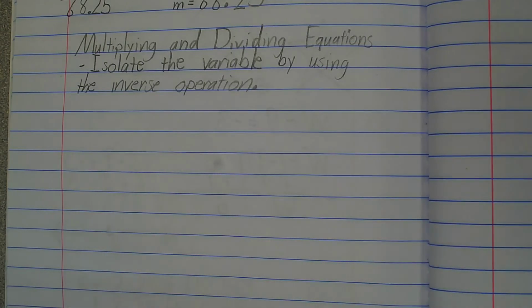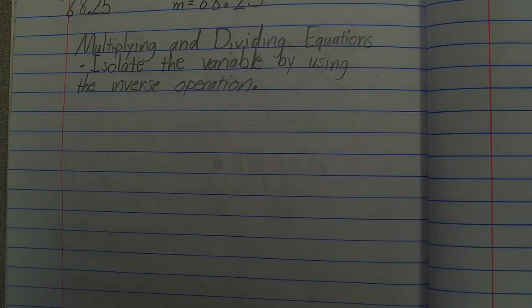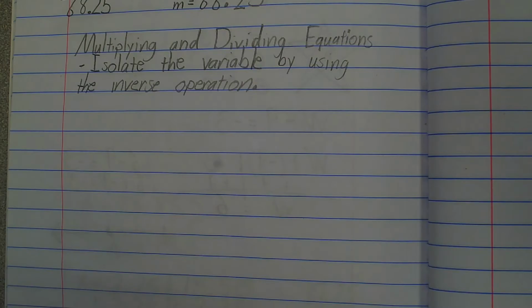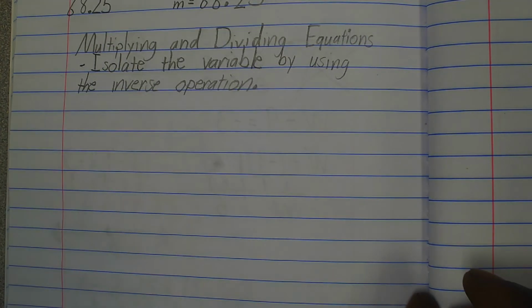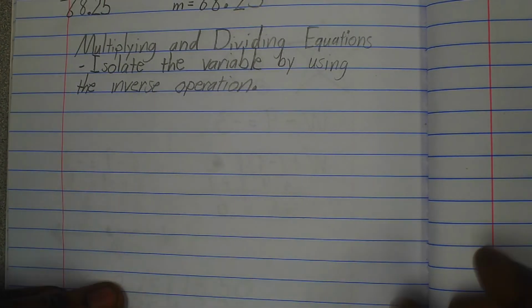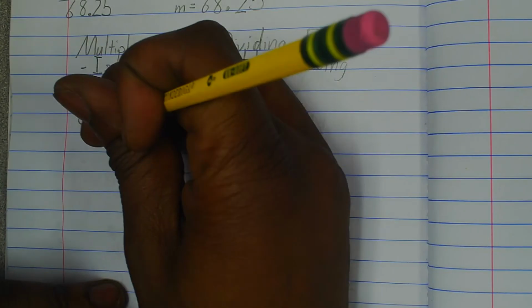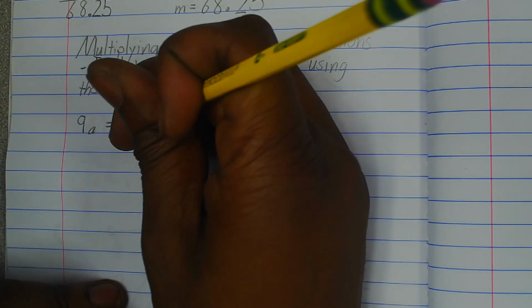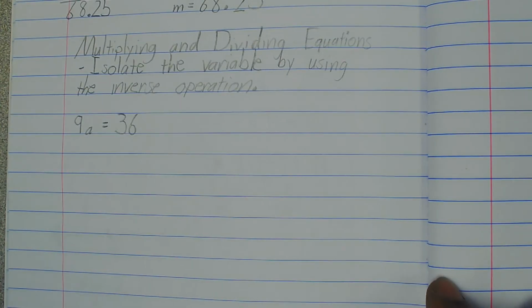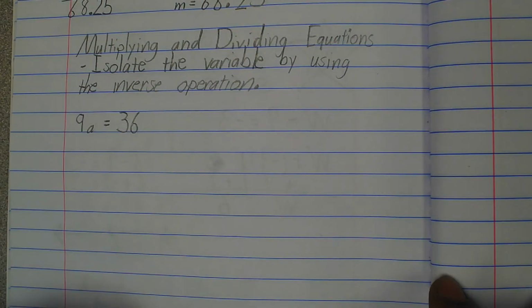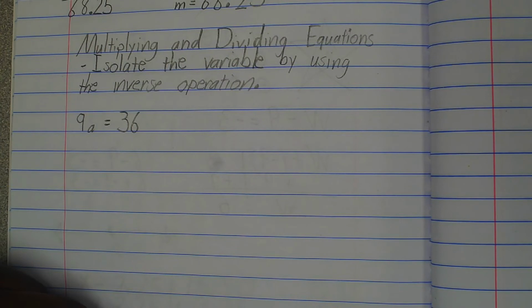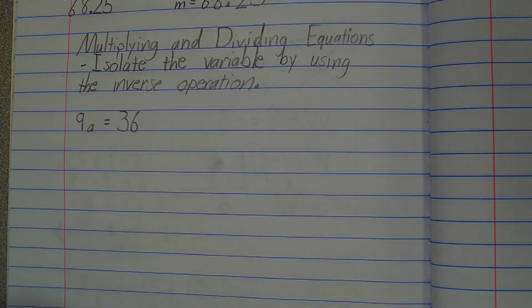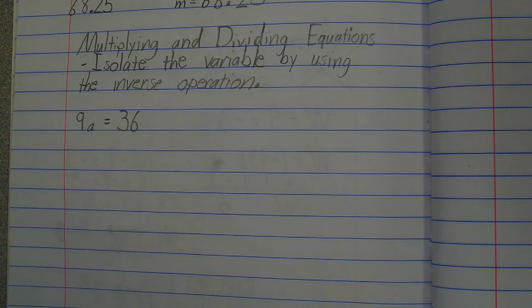All right, so now we're looking at multiplying and dividing equations. In order to solve for the variable, we have to isolate the variable by using the inverse operation. If we have the following problem, let's say we have 9a equals 36. The first thing that we're going to do is isolate the variable.